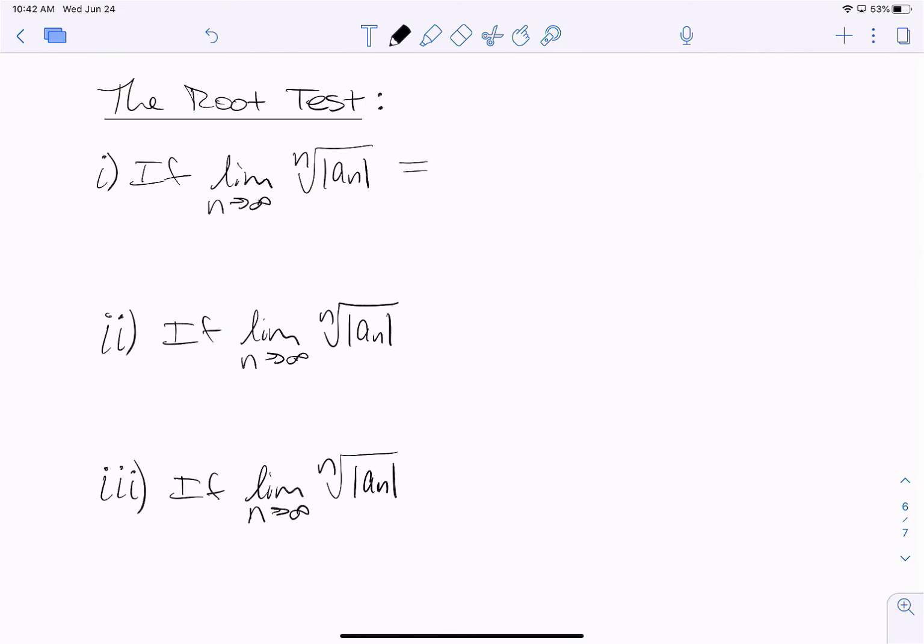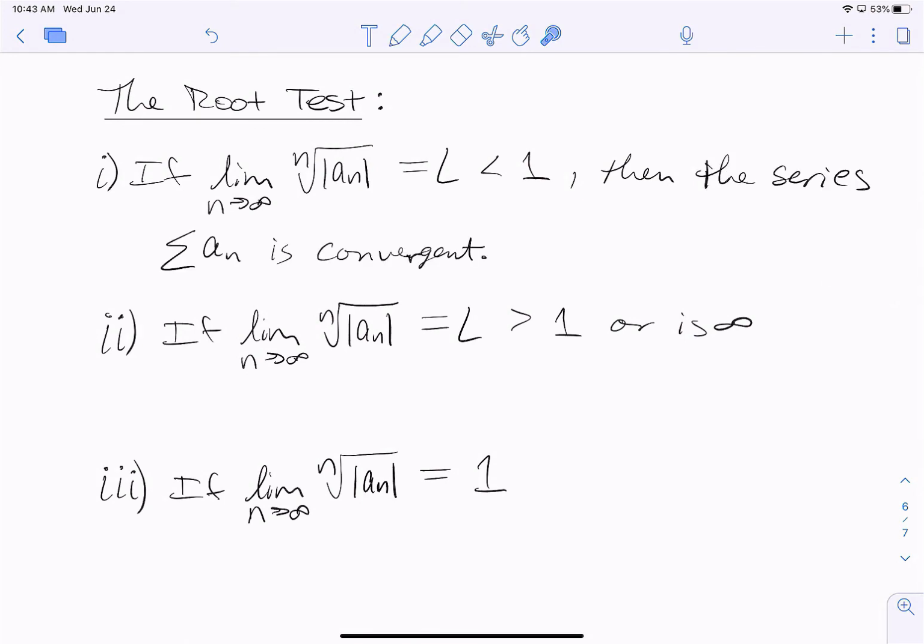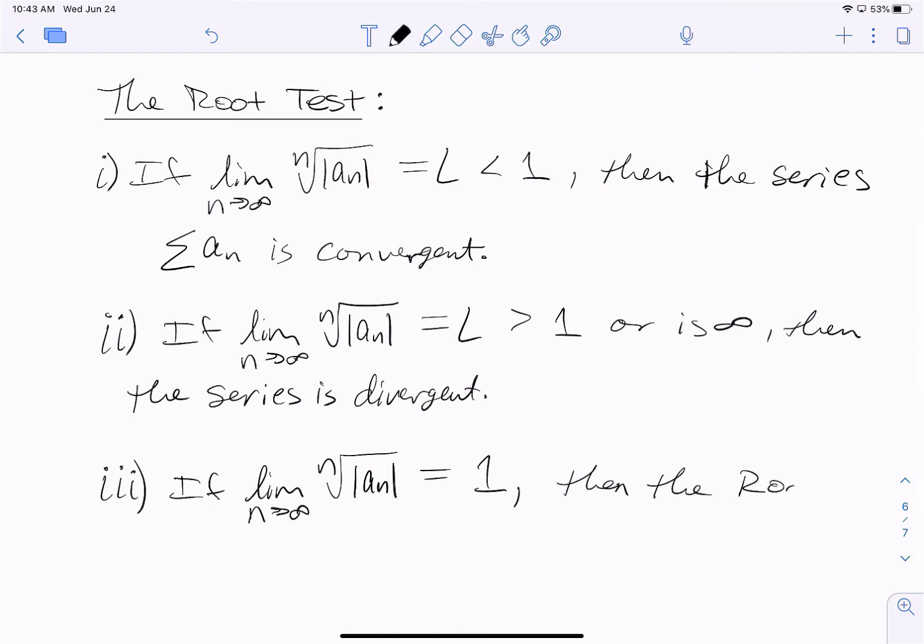If this limit is equal to L, and what we care about again is whether L is less than 1, greater than 1, or is infinity, or equal to 1. If the limit is less than 1, then the series is convergent. And of course, we mean the series sigma a sub n. If the limit is greater than 1 or is infinity, then the series is divergent. And if the limit is equal to 1, then the root test is inconclusive.